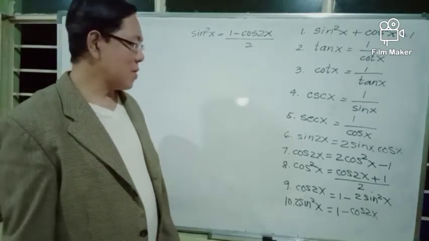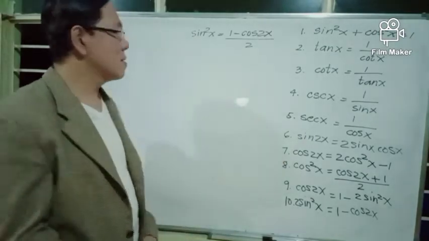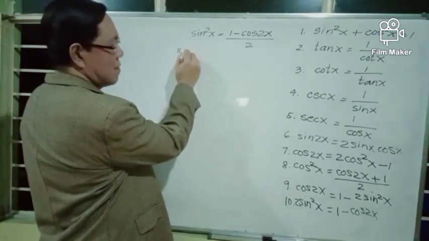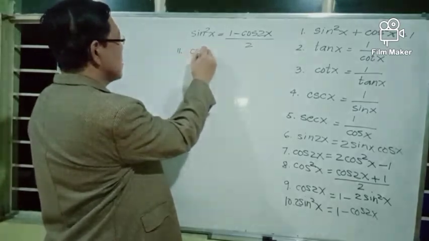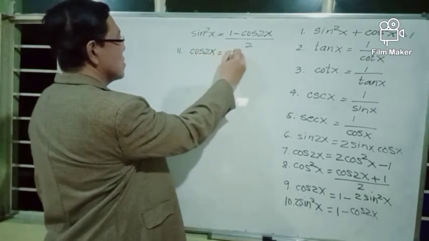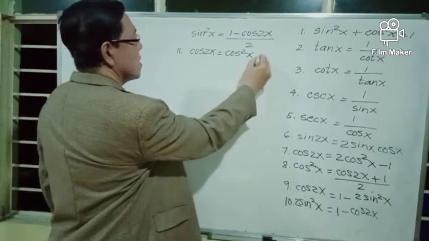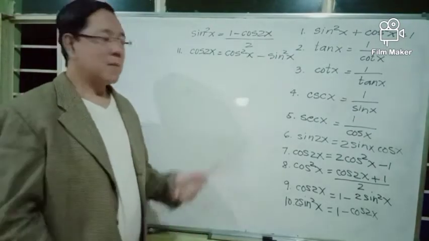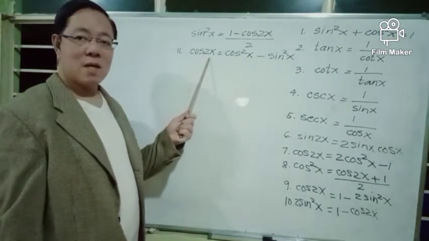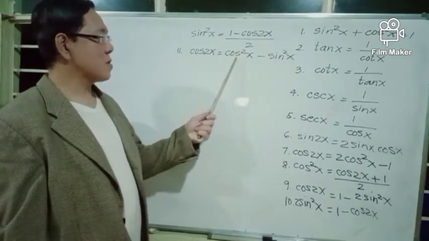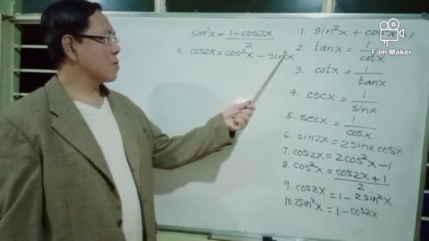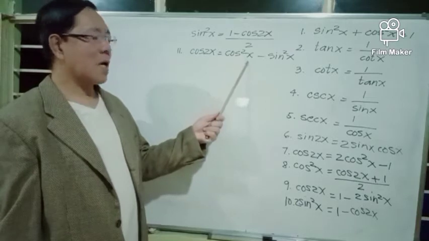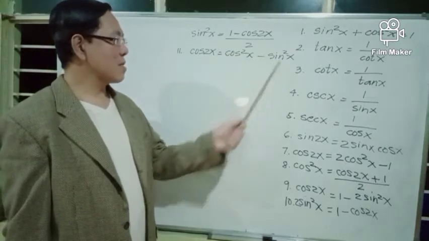Now, another expression equal to cosine 2x is this, number 11. Cosine 2x is equal to the square of cosine x minus the square of sine x. The cosine of twice an angle 2x is equal to the square of cosine x minus the square of sine x, or cosine 2x equals cosine squared x minus sine squared x.